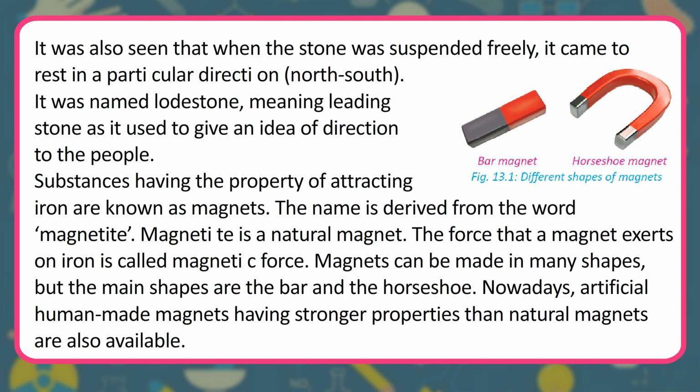Substances having the property of attracting iron are known as magnets. The name is derived from the word magnetite. Magnetite is a natural magnet. The force that a magnet exerts on iron is called magnetic force. Magnets can be made in many shapes, but the main shapes are the bar and the horseshoe. Nowadays, artificial human-made magnets having stronger properties than natural magnets are also available.